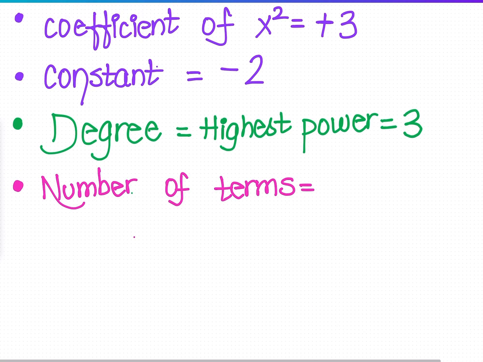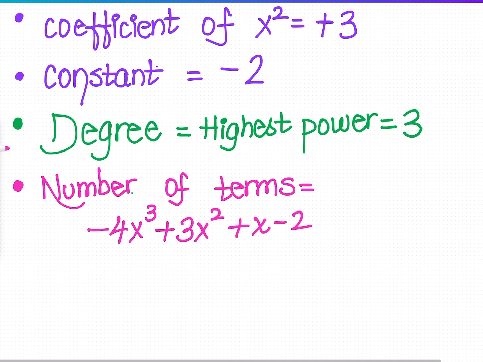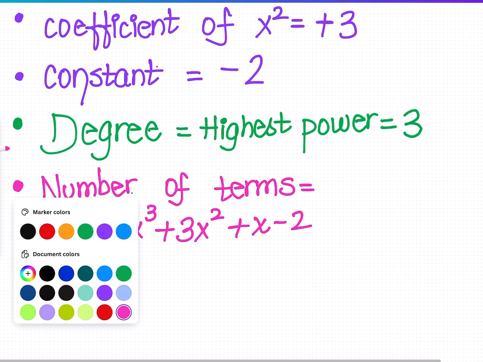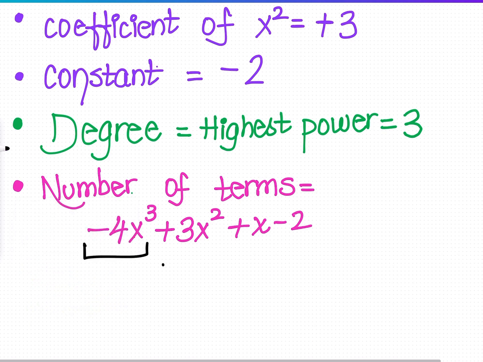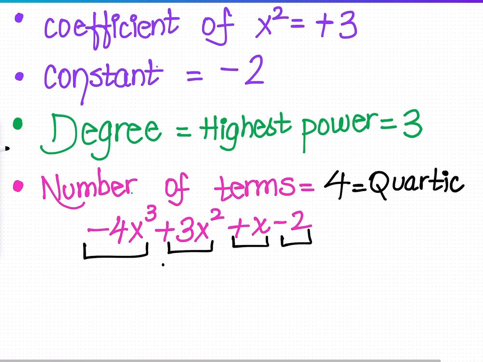So the polynomial is -4x cubed plus 3x squared plus x minus 2. I'm just going to list out the terms for you clearly here. So let's list out the terms. This is first term, second term, third term, fourth term. So we can say that the number of terms are 4, and hence this polynomial is called a quartic polynomial because the number of terms are 4.